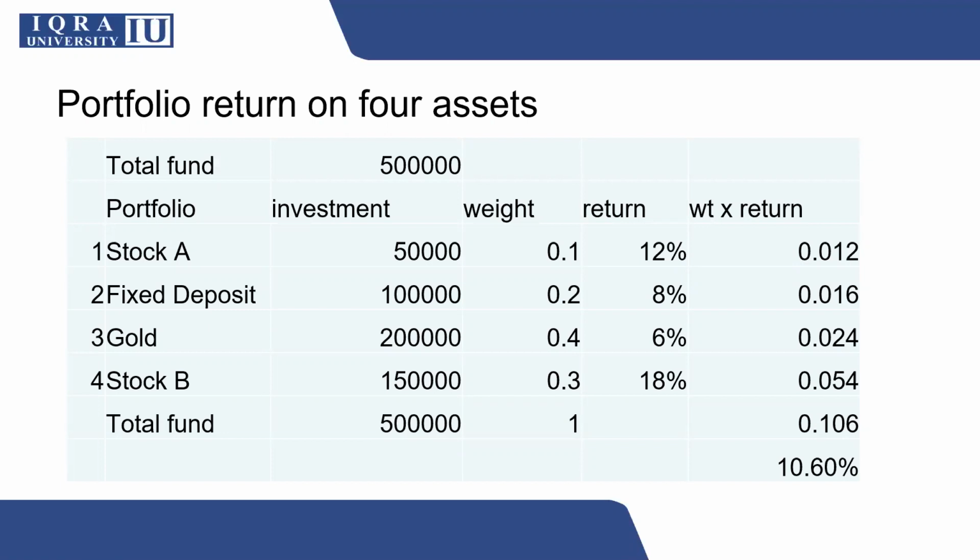So if you look at this slide, you can see that we are making investment in four different assets. Their weights we have already calculated. And as you know, weights depend on how much fund you are investing in one particular asset compared to your total investment. Returns are given in front of each asset class. This of course should be given in the question. In the last column, we multiply weight with returns and get its sum. This sum is showing that the portfolio return is 10.6%.